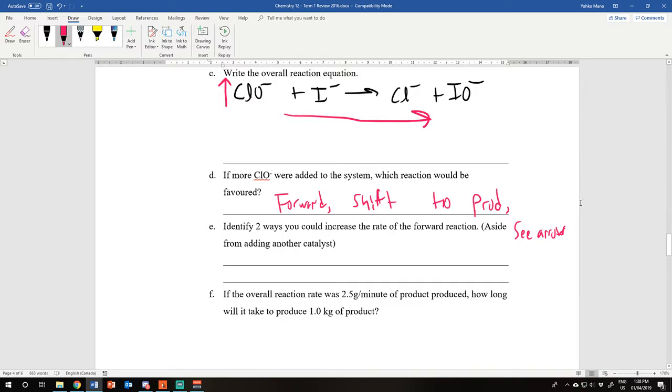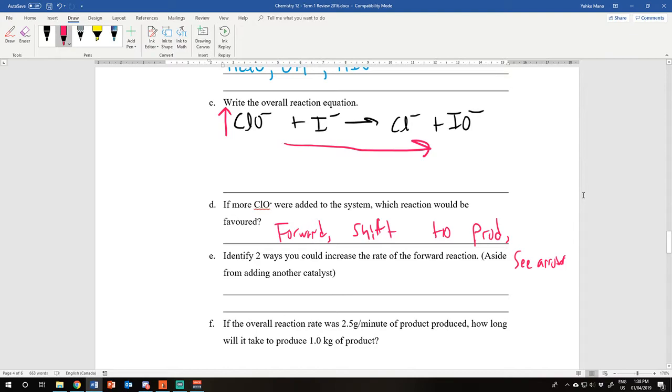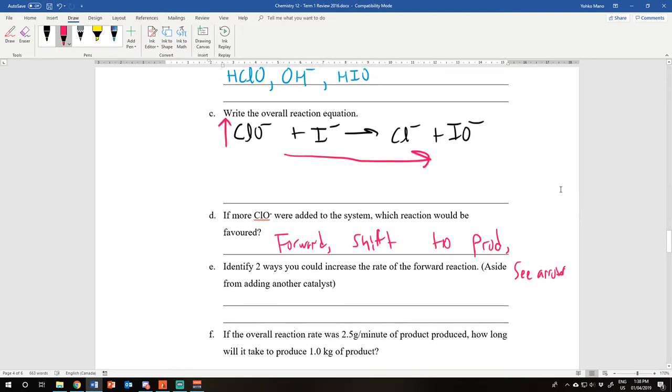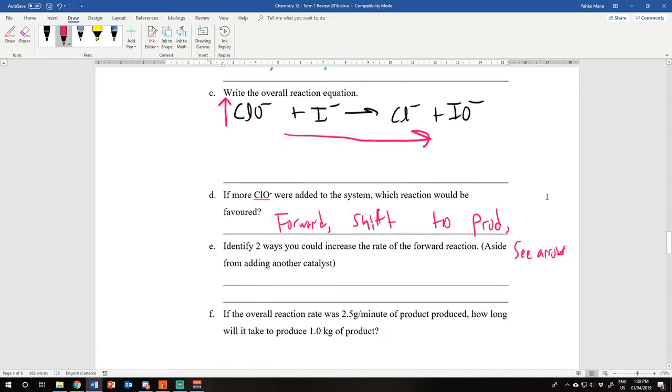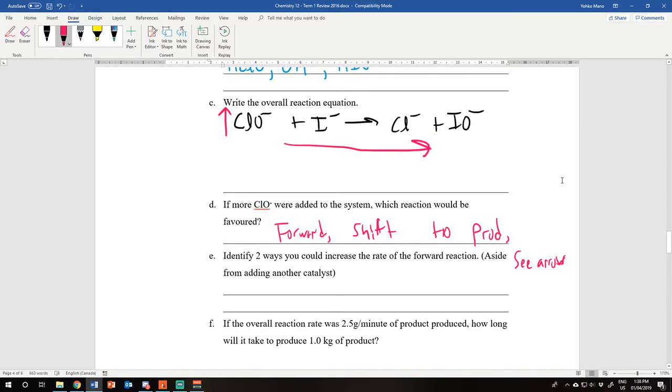All right, E. Identify 2 ways you can increase the rate of the forward reaction, aside from adding another catalyst. That one's easy because you've already mentioned it. Add more ClO minus, that's one way to do it. 2 other ways: add more I minus. You could also remove Cl minus or remove IO minus.